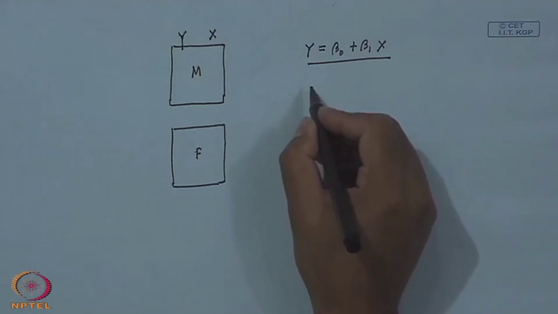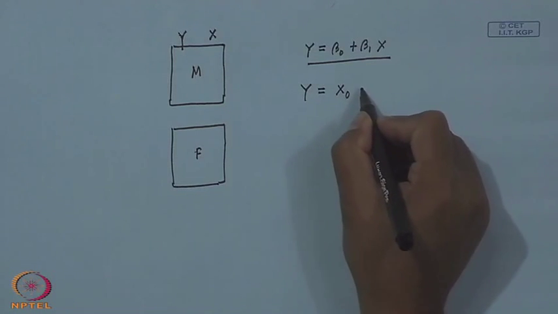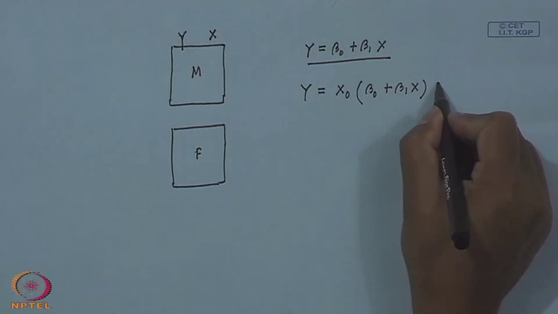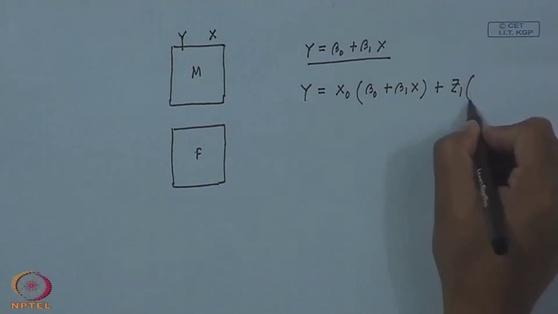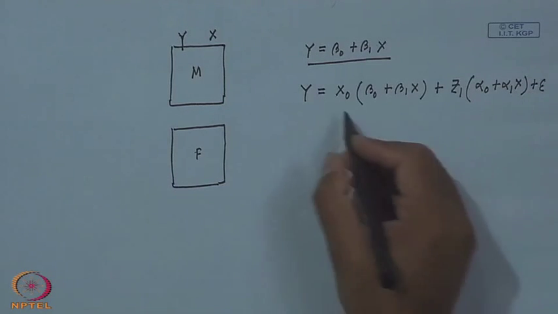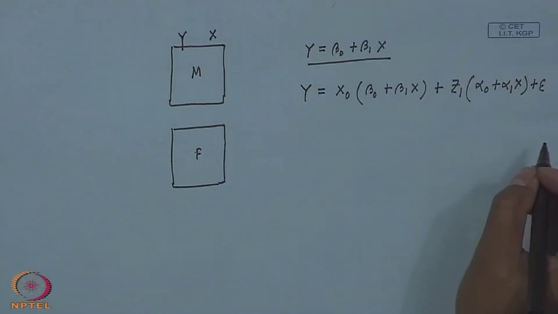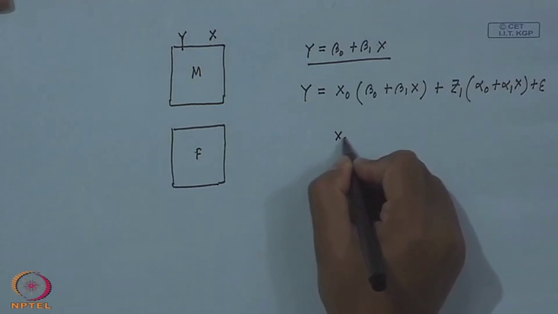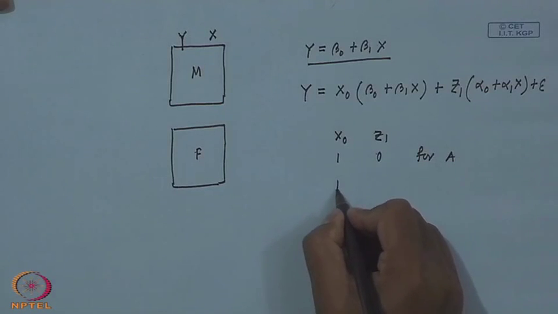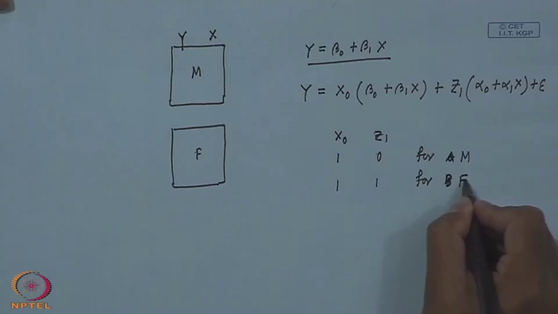The model which is recommended here using one dummy variable is y equal to beta naught x naught plus beta 1 x plus z 1 times alpha naught plus alpha 1 x plus epsilon. Of course, here we are using two dummy variables including x naught, and their values x naught and z 1 are 1 0 for the first set, and 1 1 for the second set, that is, for male and for female.